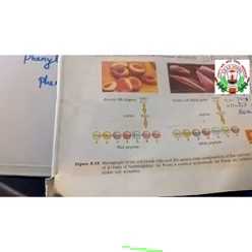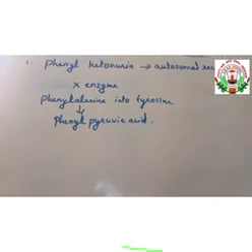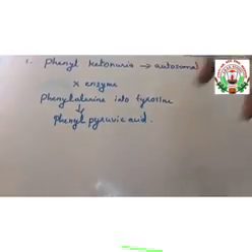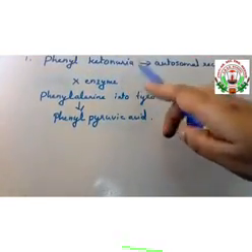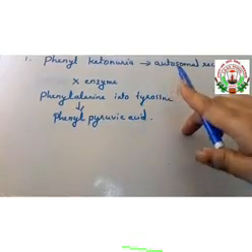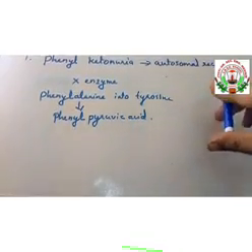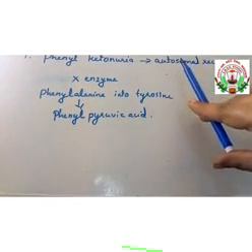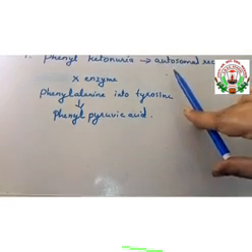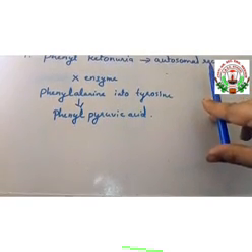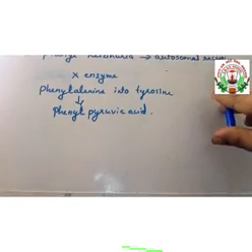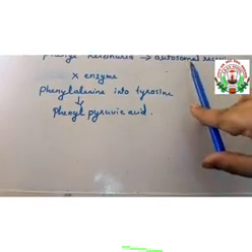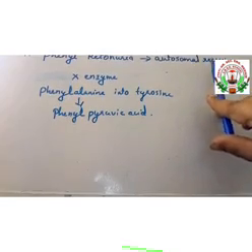Next we are going to study an autosomal recessive disease that is known as phenylketonuria. So it's also an autosomal recessive disease. Autosomal recessive means what? The gene responsible for this is located in the autosome, and the disease will appear only in the recessive condition, meaning only if both the alleles are recessive.